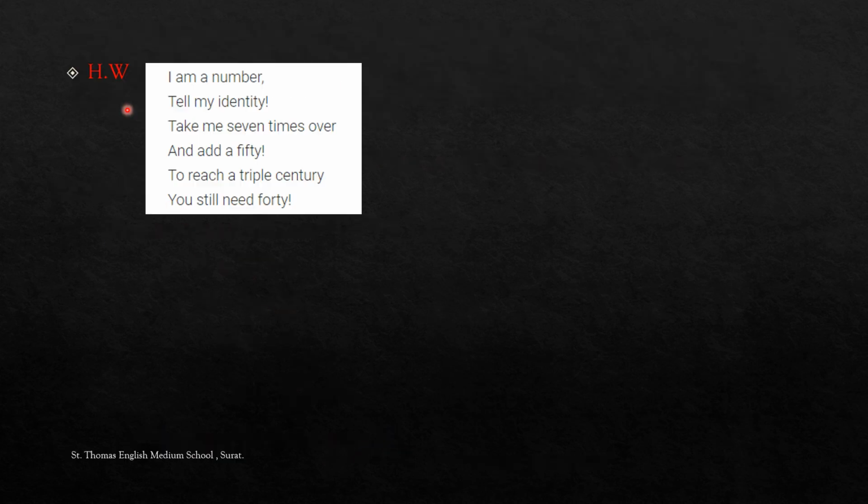Now question number 4, which you can do as homework. I am a number, tell my identity: take me 7 times over and add 50. Taking the number as x, 7 times means 7x, add 50, that means plus 50. To reach a triple century, you still need 40. Triple century means 300, and still they need 40. So what is the meaning of this? 300 minus 40, or you can write like this: 7x plus 50 plus 40 is equal to 300. Okay, we can do it as homework.